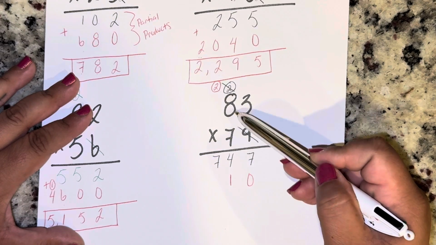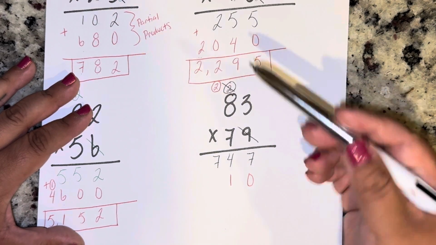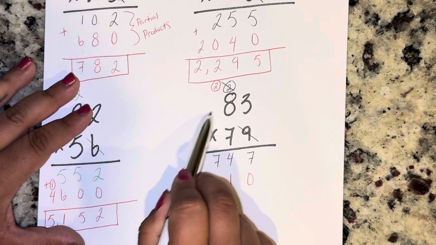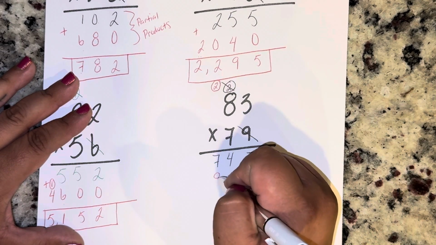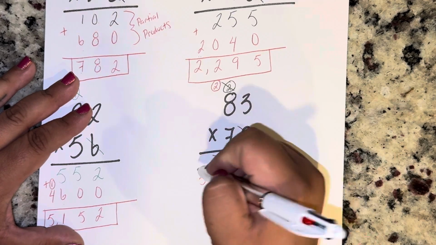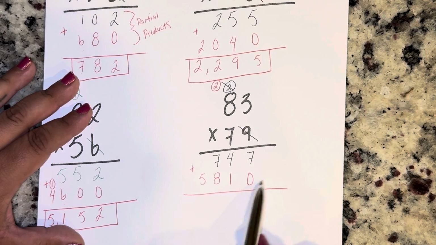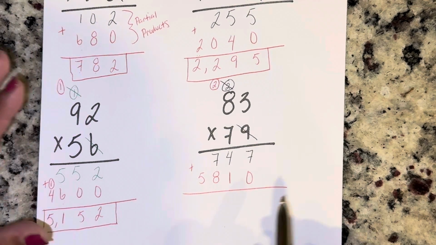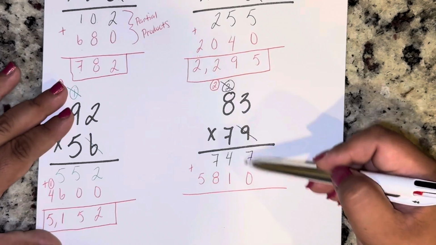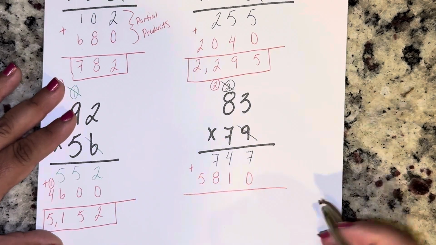7 times 8 is 56 plus 2 is 58. There's nothing further here, so I'm just going to bring it down. So I have 58. These are my partial products, and I'm going to add these partial products to get my product. It's really important to stay aligned in your places. That way you don't get numbers mixed up.